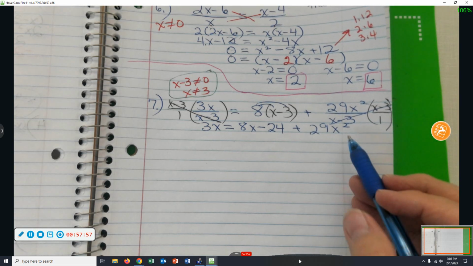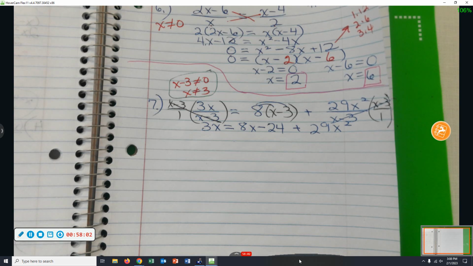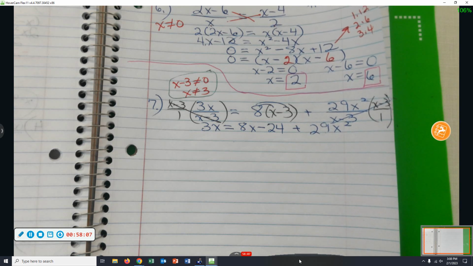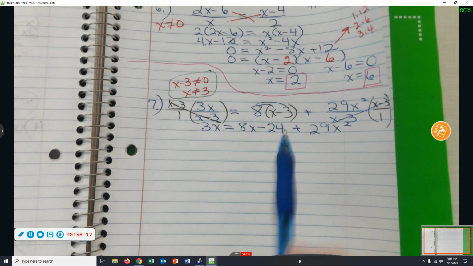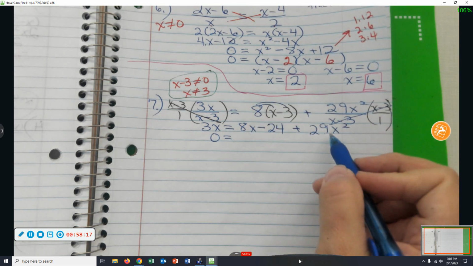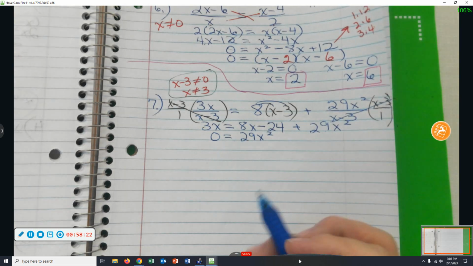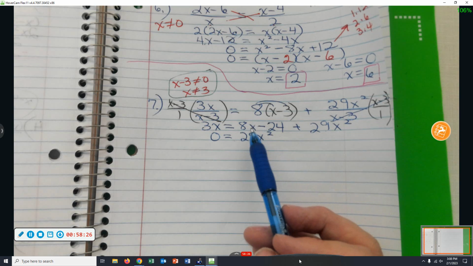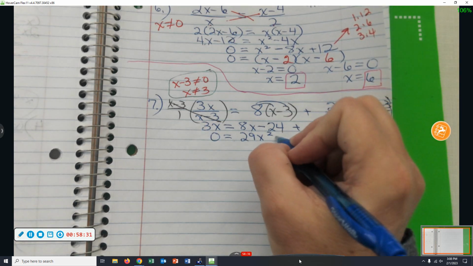It's quadratic, so we need it to be set equal to 0. And we need the leading coefficient, the number in front of x squared, to be positive. So with that in mind, what do y'all think? Are we going to get the 0 on the left or on the right? On the left, okay. So we have a positive 29x squared. Let's move that 3x over and combine it with 8x. 8x minus 3x, that gives me a positive 5x.